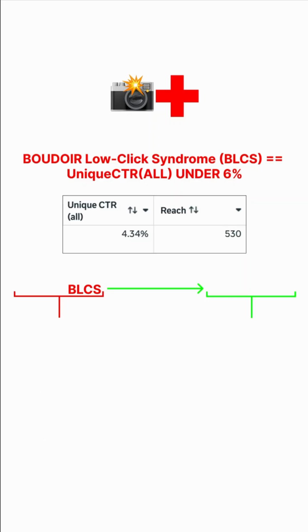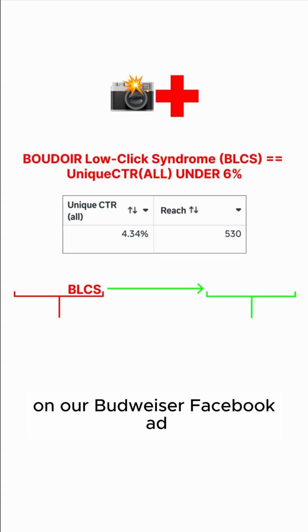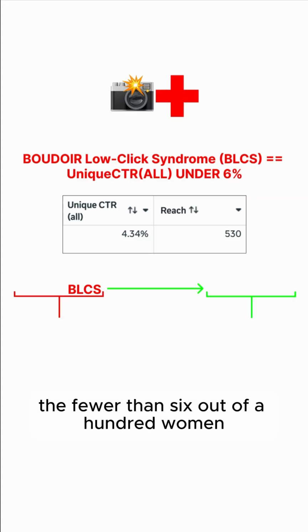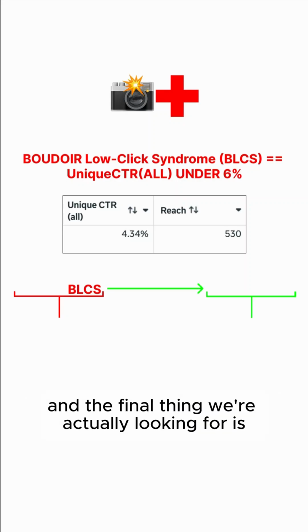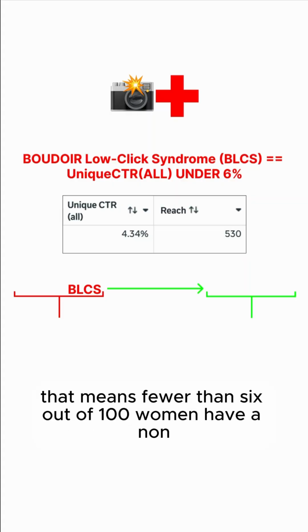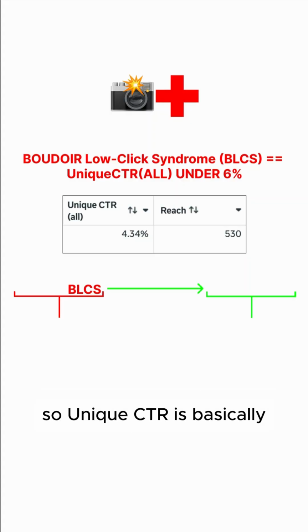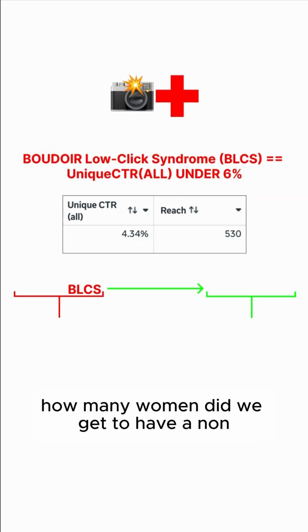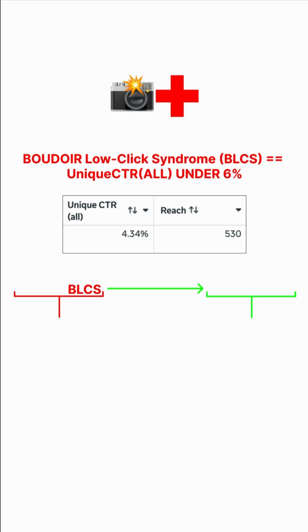6%. Now, this means fewer than 6 out of 100 women are clicking somewhere on our Boudoir Facebook ad, which means when they do that, if fewer than 6 out of 100 women, our ad has actually entered their brain. And the final thing we're actually looking for is that means fewer than 6 out of 100 women have a non-zero chance of buying from us. So unique CTR all is basically how many women out of 100 have a non-zero chance of buying from us. That's literally what it is.